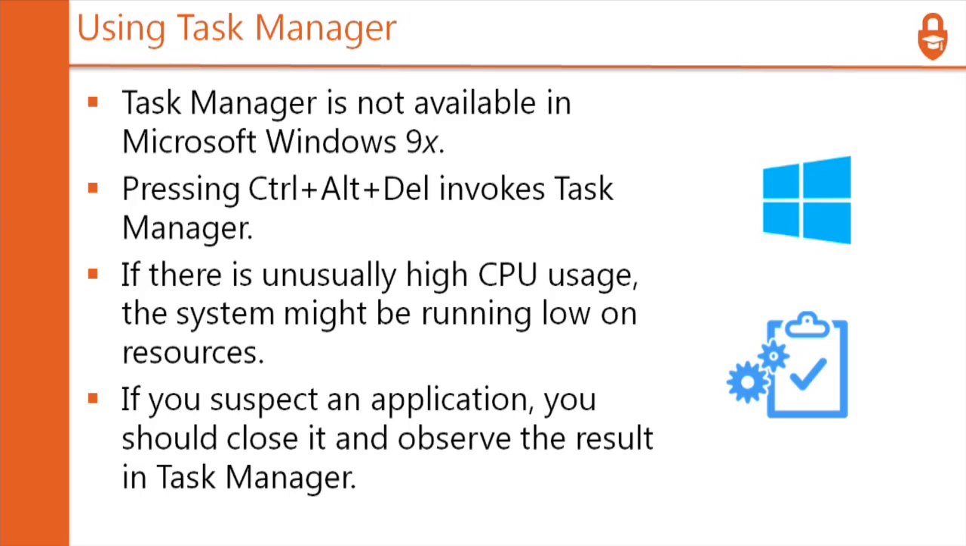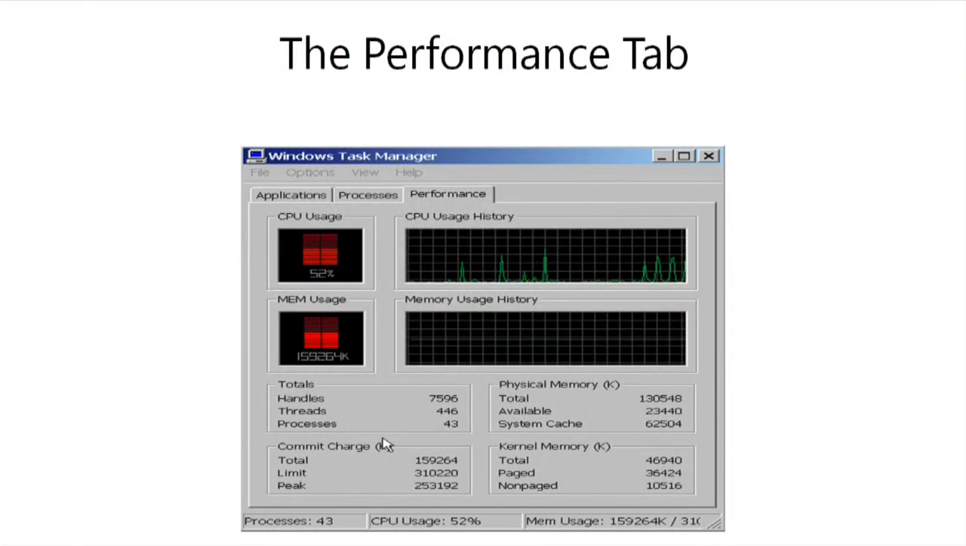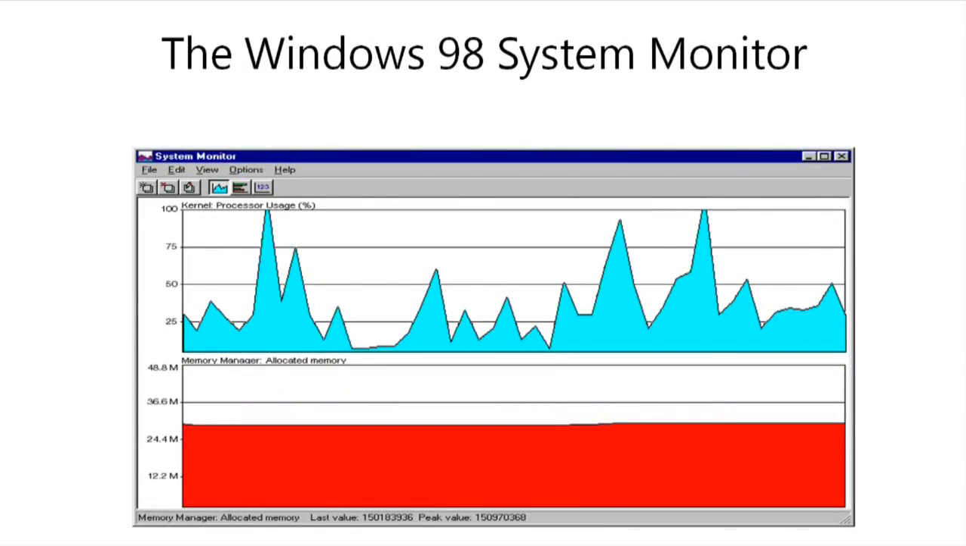If you suspect an application, you should close it and observe the result in the Task Manager. Did it really die? The Performance tab, so we have CPU usage, memory usage, and it gives it to you over time. And then we have some stats down there at the bottom. This is very useful. You can also identify if a program has a memory leak because the memory usage will grow and grow and grow until the system crashes as you launch that application.